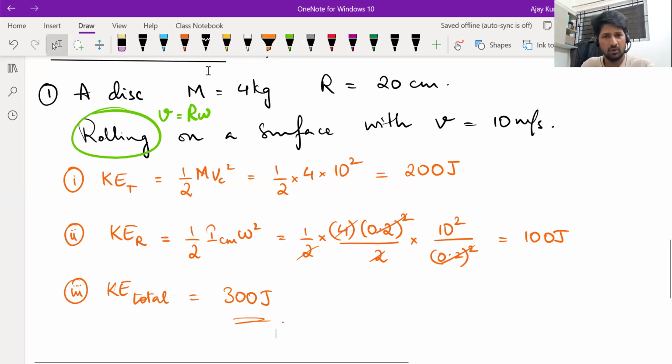So remember, in cases of rolling, they'll give you only one of the two terms, either velocity or omega. You can find out one based on the other. Is it clear? Any doubts in this?